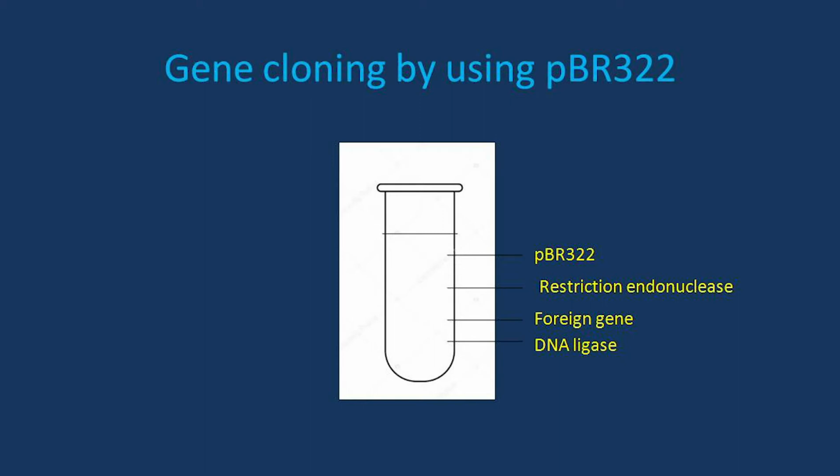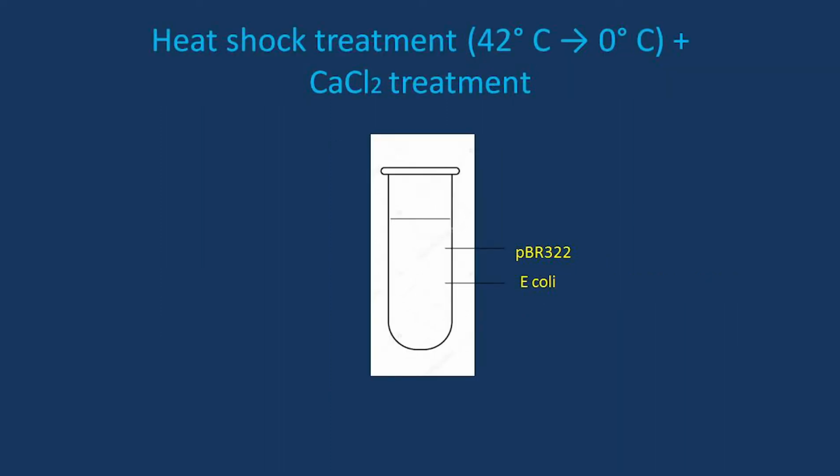Here, what happens is that some of the pBR322 take up the foreign gene, others will not. So we get two types of pBR322, those with the foreign gene and those without the gene. Then these pBR322 are incubated with E. coli. We give E. coli a heat shock treatment in which we heat E. coli to 42 degrees centigrade and suddenly cool it to 0 degrees centigrade. We also give a calcium chloride treatment. These treatments increase the permeability of the E. coli membrane so that pBR322 can go inside E. coli. Some of the E. coli will take up pBR322, others will not.